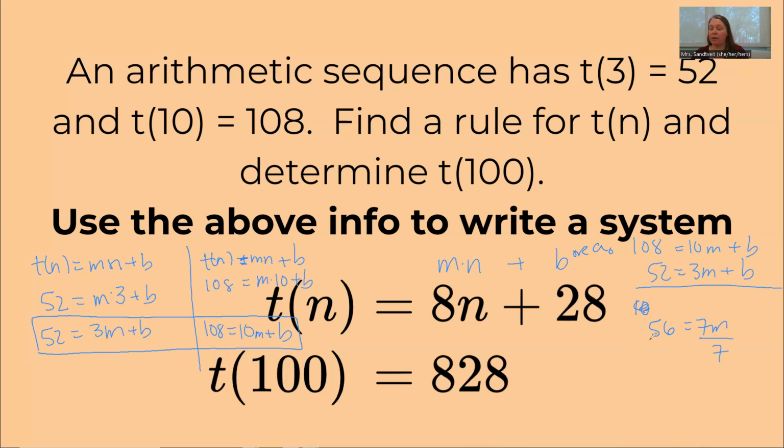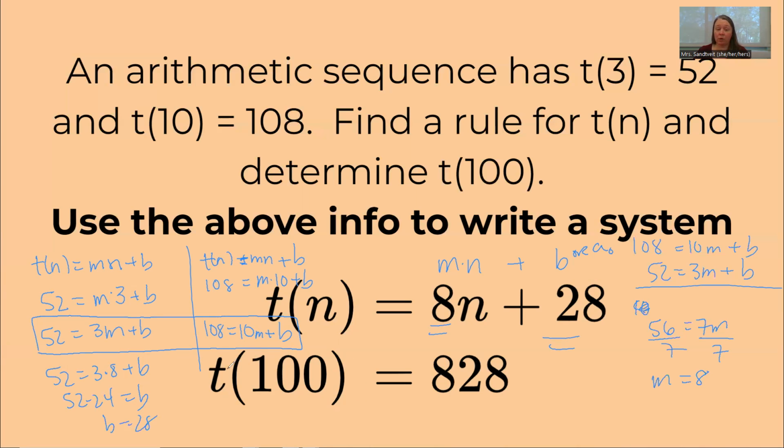And so when I divide both sides by 7, I get that m is 8. That's where this is coming from. All right, and then if I want to know b, I'm going to plug the 8 in for m into either one of these equations. So 52, and then this would be minus 24 equals b. So b is 28. That's where I got this from.